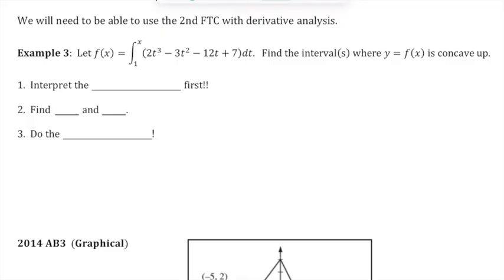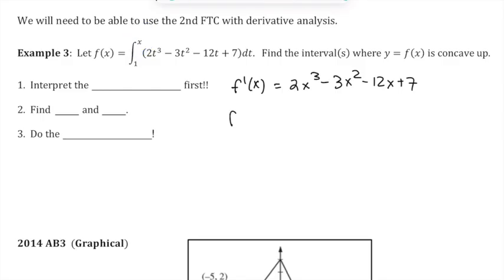So we need to take the second derivative, because concavity is where the second derivative switches from negative to positive or vice versa. So let's interpret the derivative first. So if I'm taking the derivative of these, it's going to cancel. I'm going to plug in x in here. And then I do have to multiply by the chain rule, but the chain rule of x is just 1, so it's the same thing.